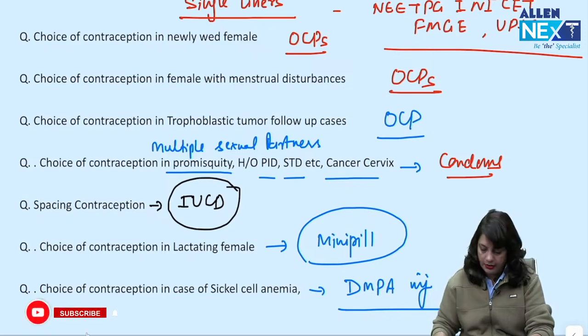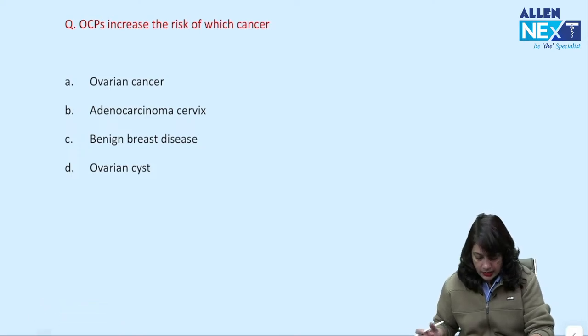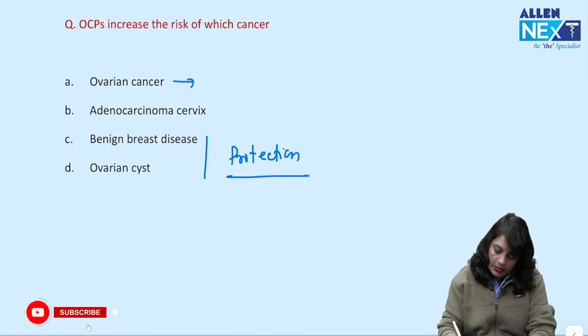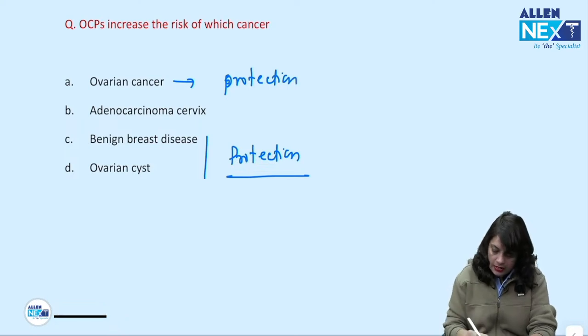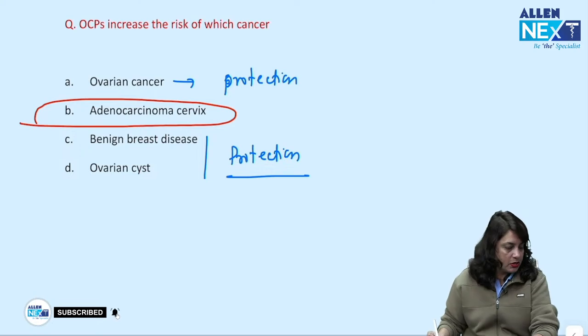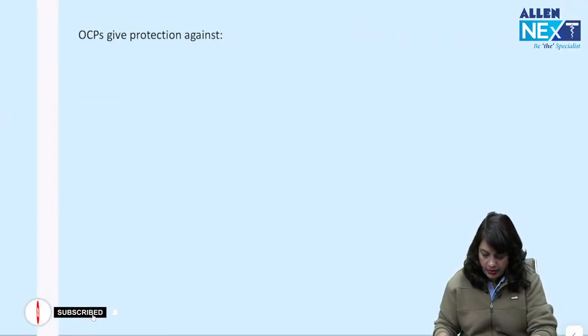Now, OCP increase the risk of which of the following cancer? Ovarian cancer, adenocarcinoma cervix, benign breast disease or ovarian cyst. Benign breast disease or ovarian cyst, it gives protection. Ovarian cancer, it gives protection. So, it increases the risk of adenocarcinoma cervix. OCPs are known to increase the risk of adenocarcinoma cervix.